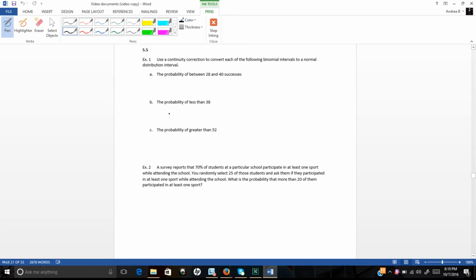29.5 here, I have a couple examples to go over with you. This section is going over it using a continuity correction. So the continuity correction is adjusting for the binomial distribution, which, remember, only had whole numbers that were being used because it was counting the number of successes.